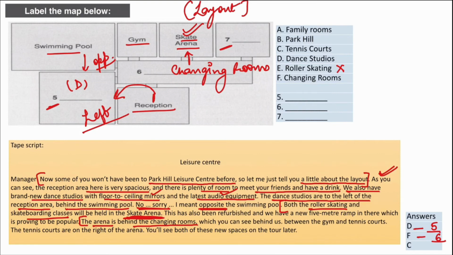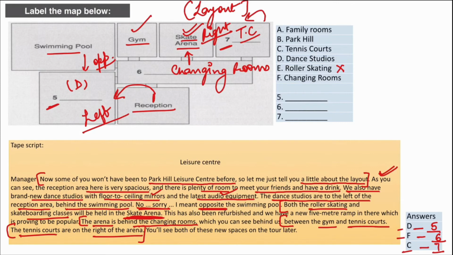After the changing rooms, he said that between the gym and tennis courts there is a skate arena, and the tennis courts are on the right of the arena. So gym is here. It will be clear that tennis courts will be the answer for number 7. So we have marked C for 7th. So it is clear that 5th is D, 6th is F and 7th is C. This is how you will get your answers according to the audio given. You need to just focus on your keywords. You need to focus on the directions and follow the directions and descriptions according to the audio you listen.